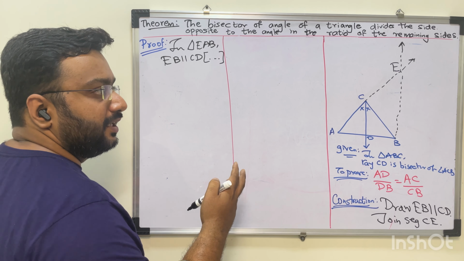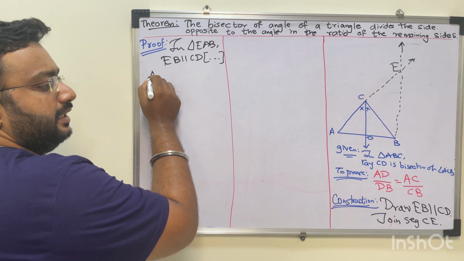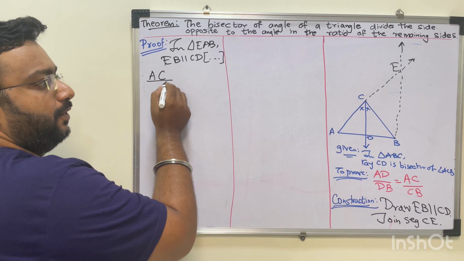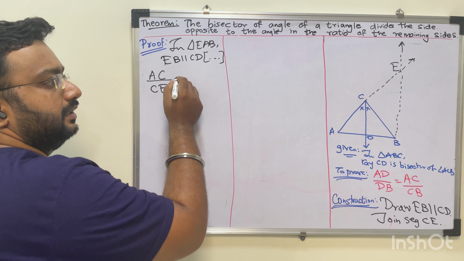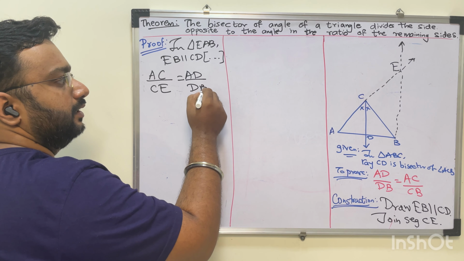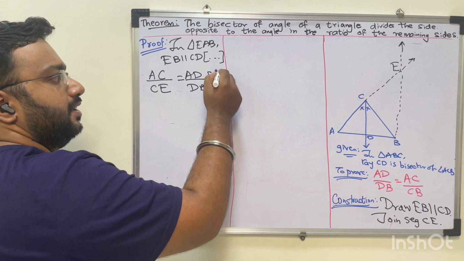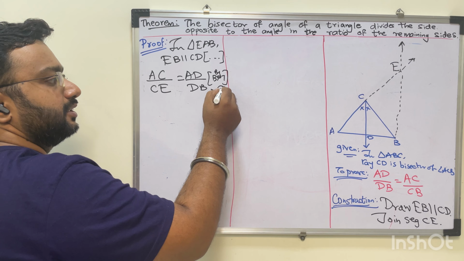Now let's apply BPT in this. If you observe and you apply BPT, we will get AC upon CE is equal to AD upon DB. The reason for this will be by basic proportionality theorem. We just now saw. Let's mark this equation number 1.